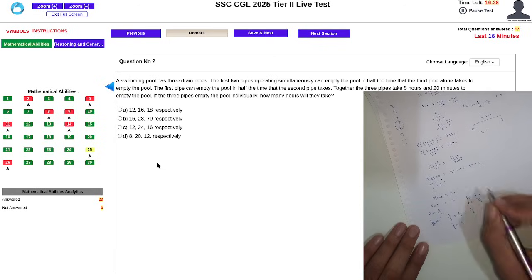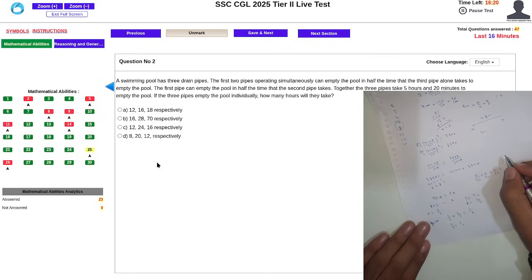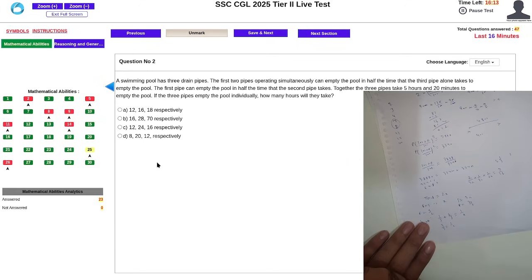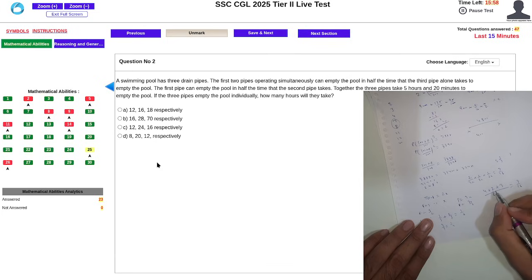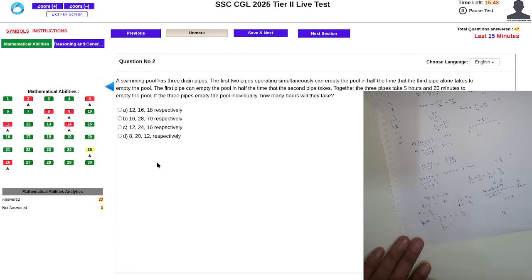Together the third pipe will take 5 hours and 20 minutes. The 2 by 3x plus 1 by 3x plus 1 by 2x is equals to 5 1 by 3, 3 बटे 16. 6x, 4 plus 9. 2 plus 9, 3 is to 3 बटे 16. 2x, 8x is to 8 तो लास्ट वाला 16. 24.